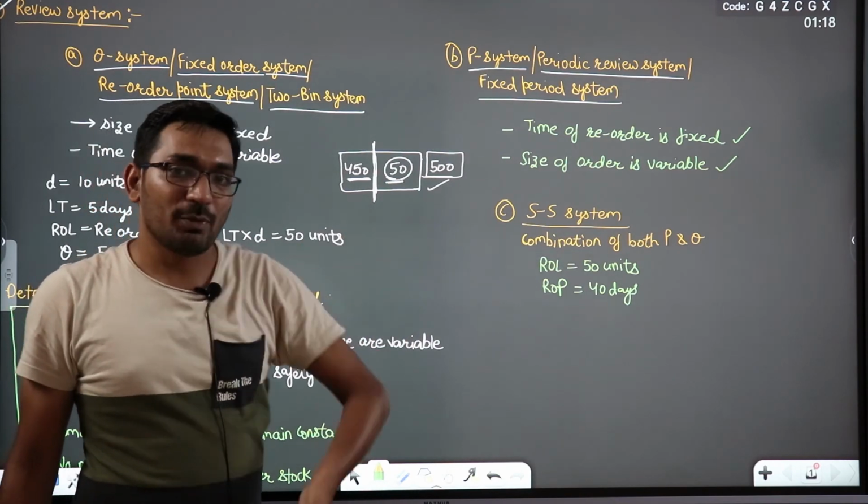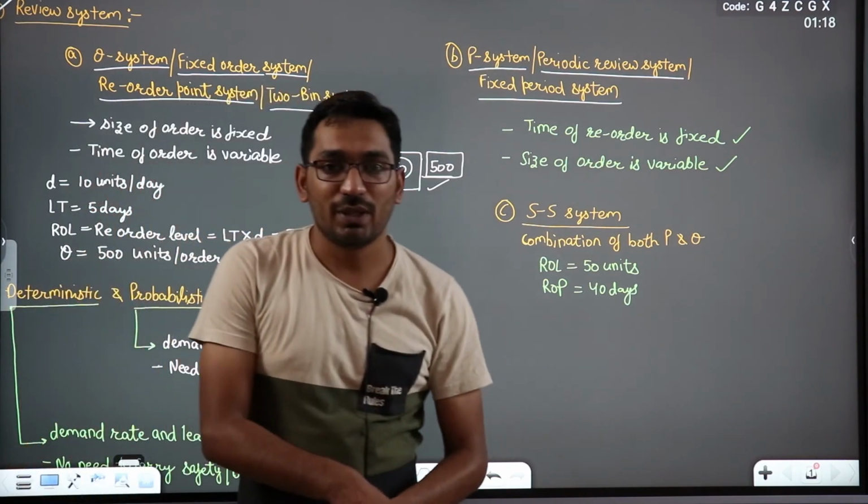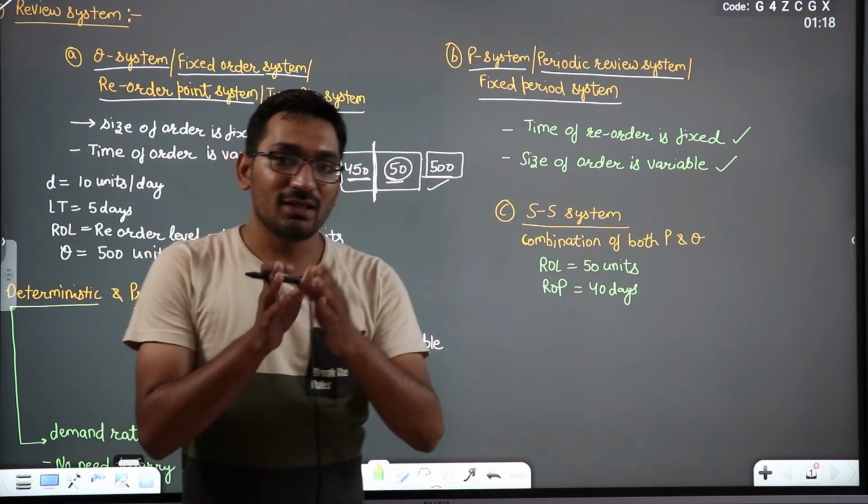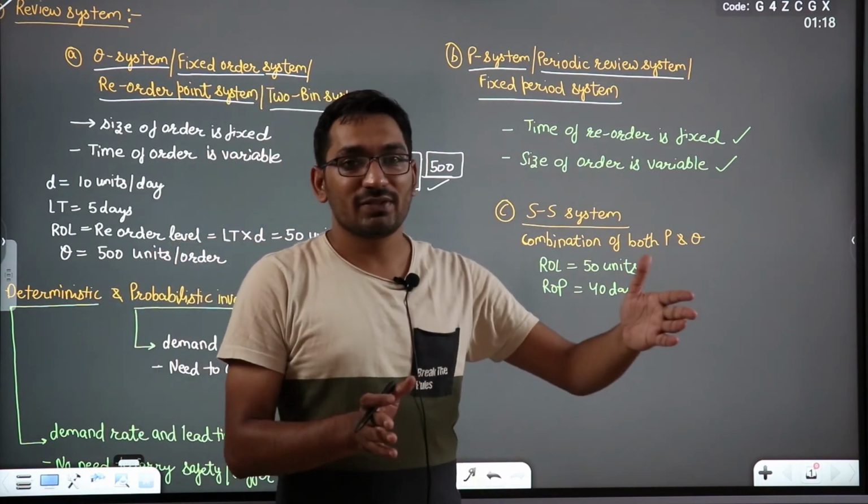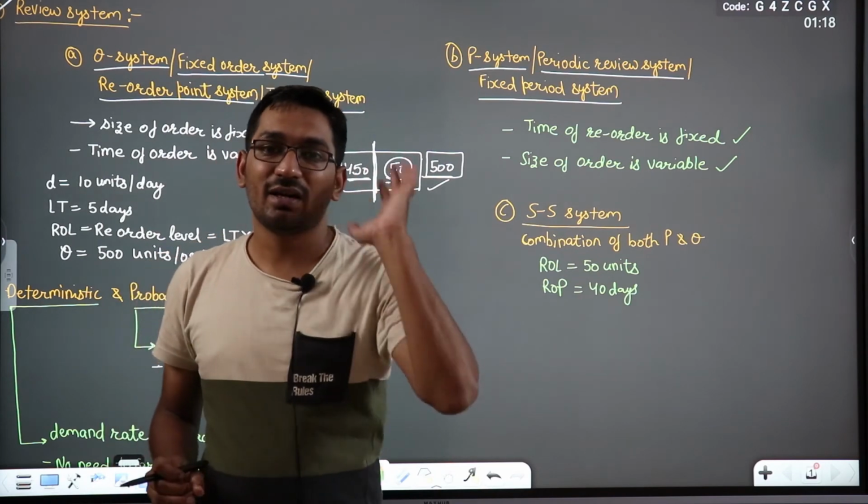Right? But suppose today you get 500 units, and at the end of 40 days the inventory level is, let us say, 100 units.